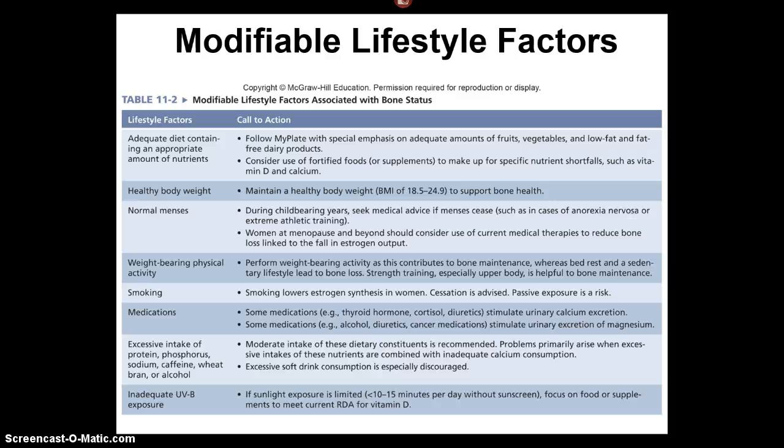Many medications like thyroid medication and steroid medications can lower bone density by stimulating excretion of certain minerals in the body. And then we talked about excessive intake of protein can do that, phosphorus, sodium, caffeine, wheat bran, that has to do with the oxalates and the phytates. And then inadequate UVB exposure. This is needed to increase the vitamin D in our body, which is really the hormone that tells our body how much calcium to absorb.